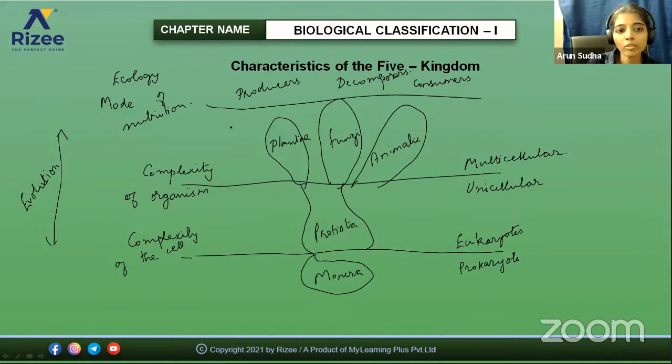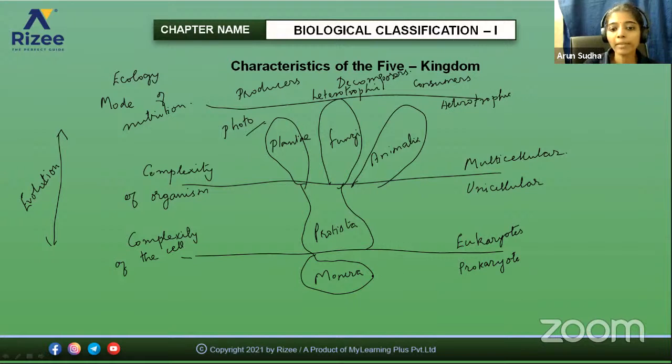So here, also on the basis of nutrition, it is phototrophic. It is photoautotrophic, and here it is heterotrophic. And here also it is heterotrophic. So this you can easily remember.